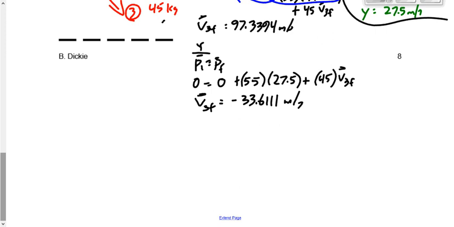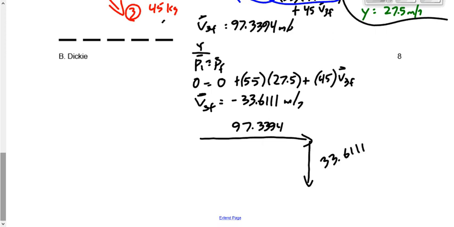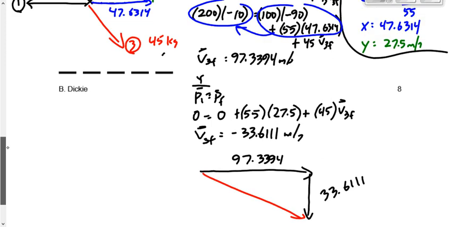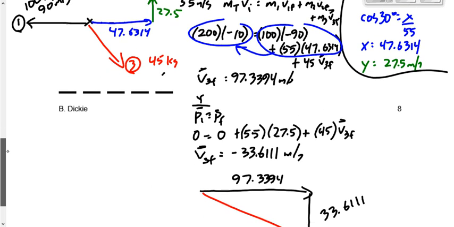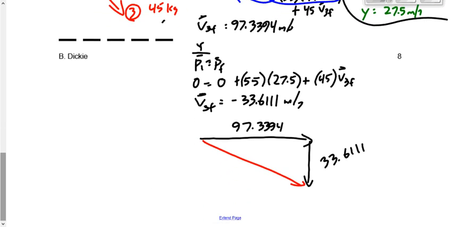Vector diagram. Yeah. Yep. That's right. So we got 97.3394 and 33.611. I think it was Amelia, wasn't it you that had made an educated guess it was down and to the right? Was she correct about it? Yeah, it's down and to the right. We know that because the x component is positive, the y component is negative.